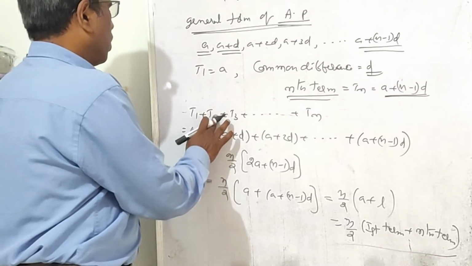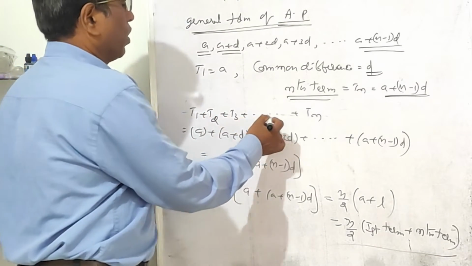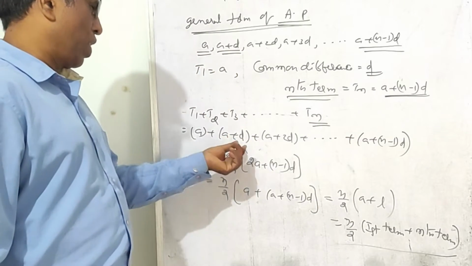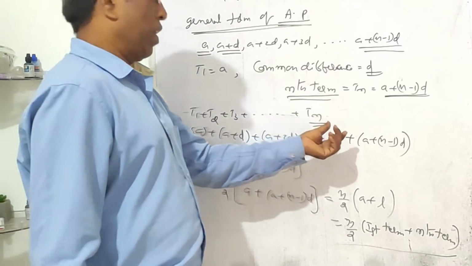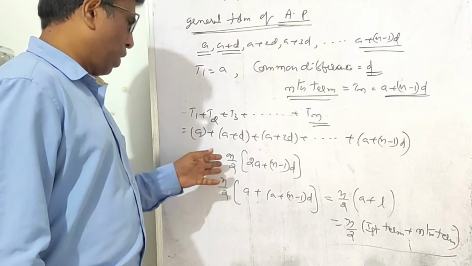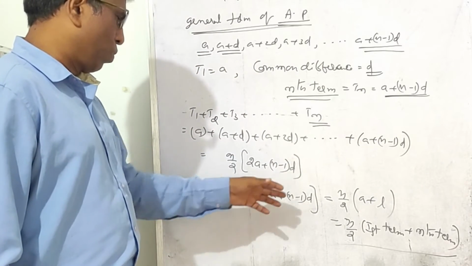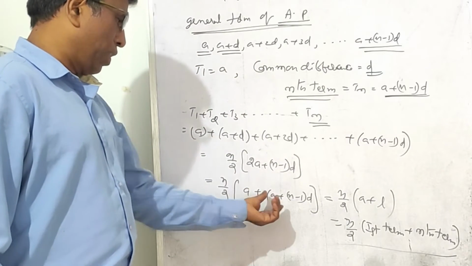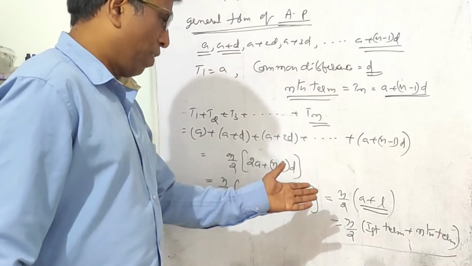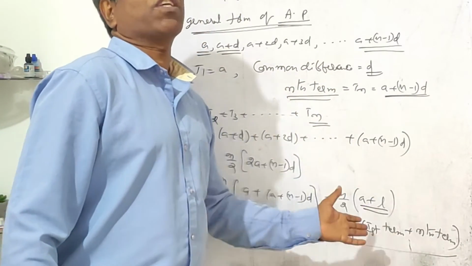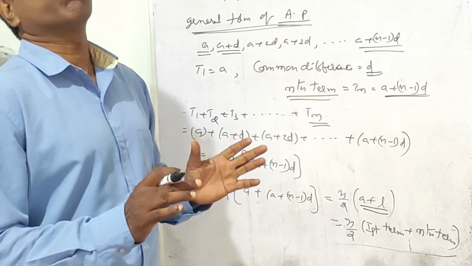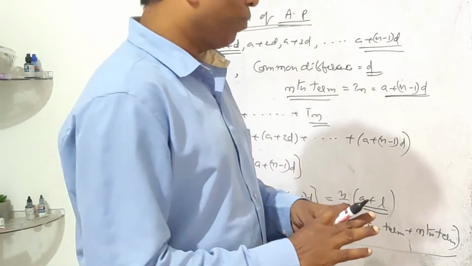T1 plus T2 plus T3 and so on up to Tn, that is A, A plus D, A plus 2D, up to A plus (n minus 1) into D, can be taken as n by 2 into (2A plus (n minus 1) into D). That is n by 2 of (A plus L), the first term plus the nth term, or first term plus last term. This is a very important formula, and we can solve simple problems with it.